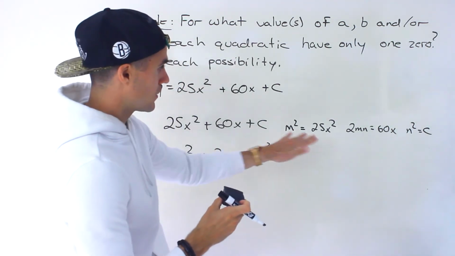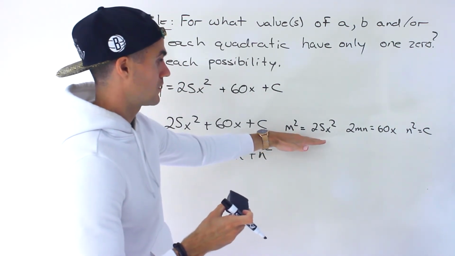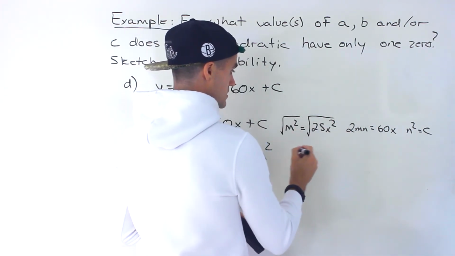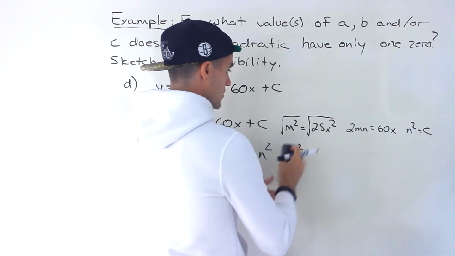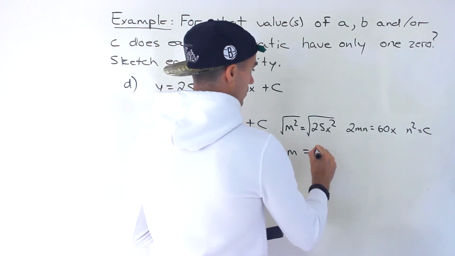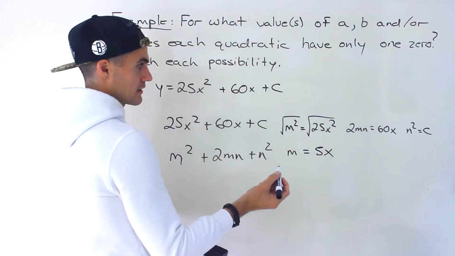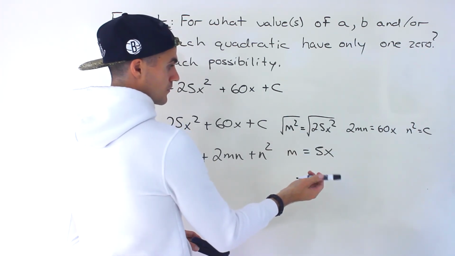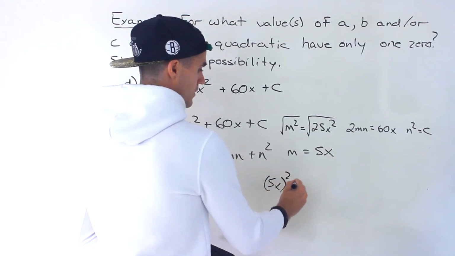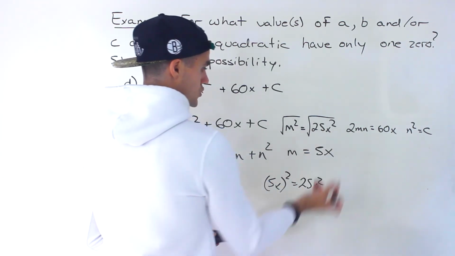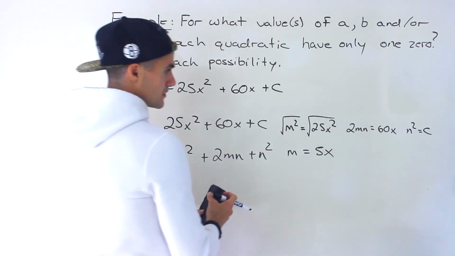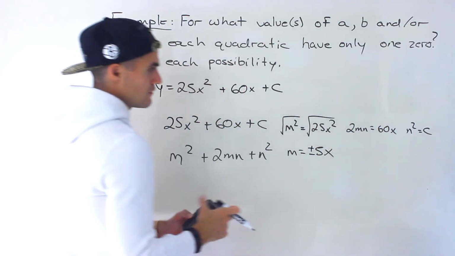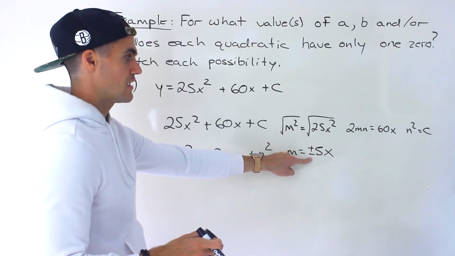So let's look at these. What can we get right away? Well, notice over here, if we square root both sides, m is just going to equal 5x, like that, right? Because 5x squared is equal to 25x squared, that initial value right here. This can technically be plus or minus 5x, right? The square root of 25 can be negative 5 as well.